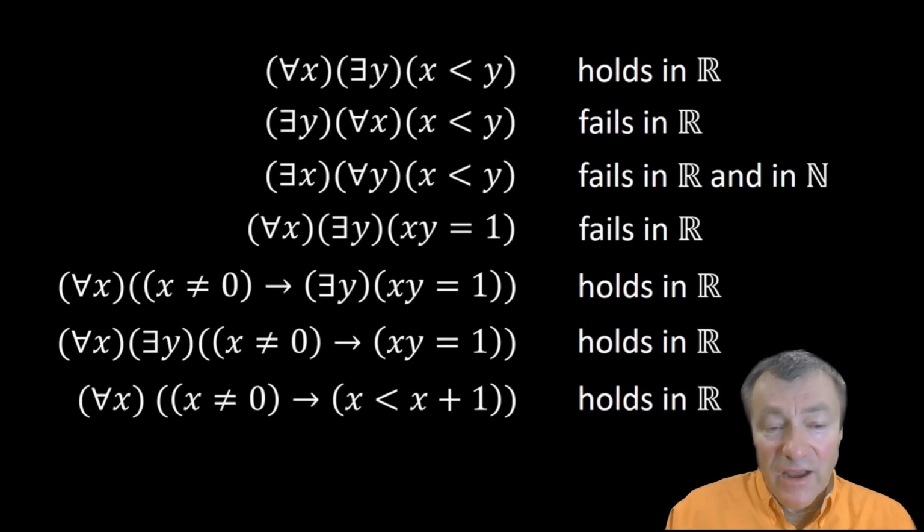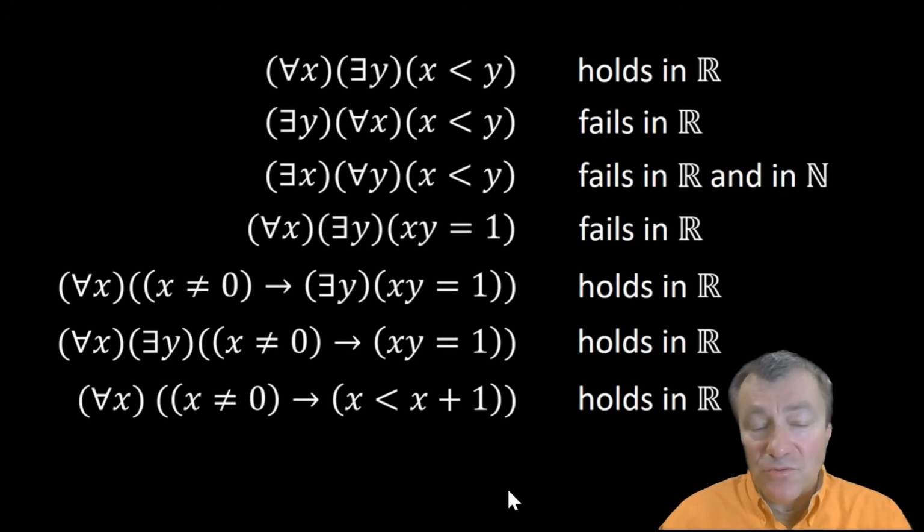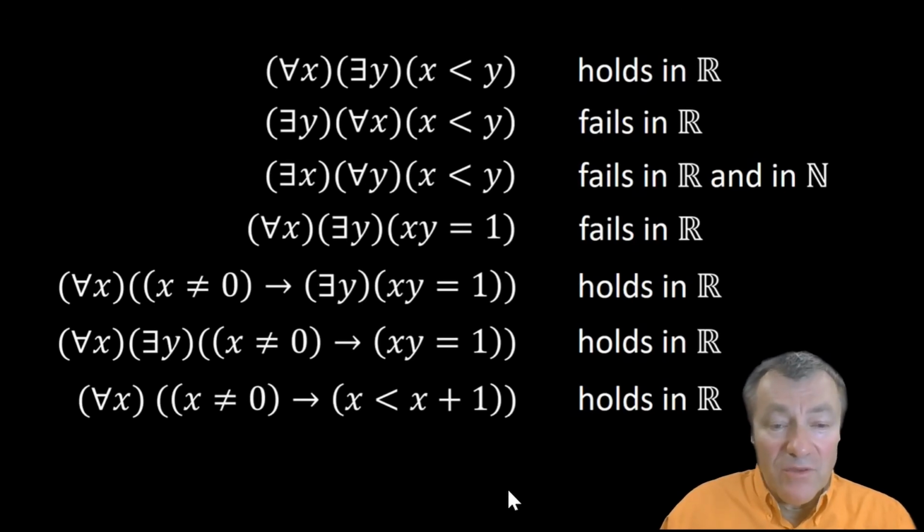So the arrow doesn't stand for any kind of a causal relationship. When you have an implication P implies Q, the only way that could be false is if P is true and Q is false. But that can't happen here, so our statement is universally true.